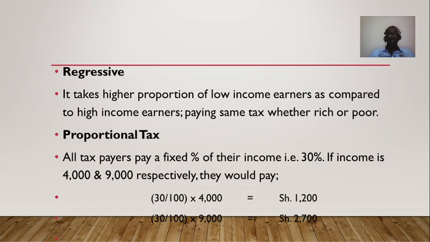Proportional tax. All taxpayers pay a fixed percentage of their income, for example 30%. If income is 4,000 for the first person and 9,000 for the second person respectively, they would pay tax as follows. Whoever is earning 4,000 will pay 30% of 4,000, which is 1,200. The next person who is earning 9,000 will pay a tax of 2,700. That is 30% of 9,000.